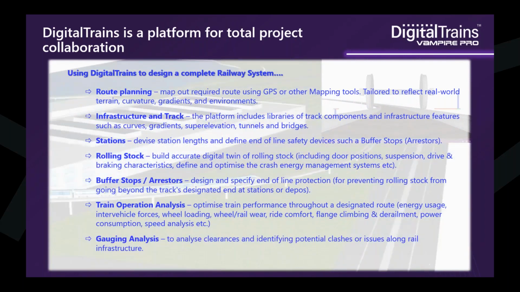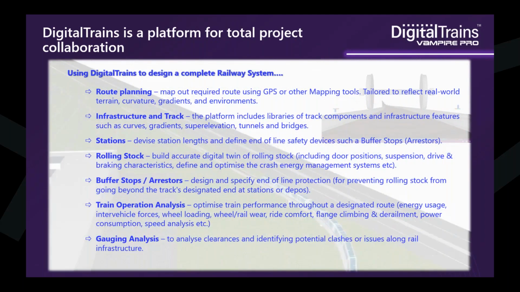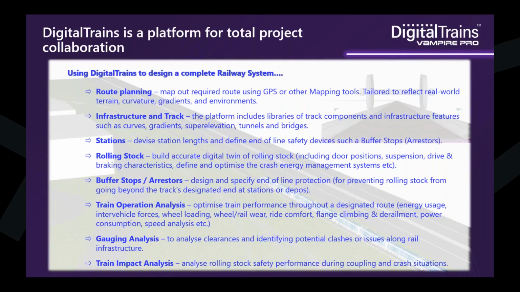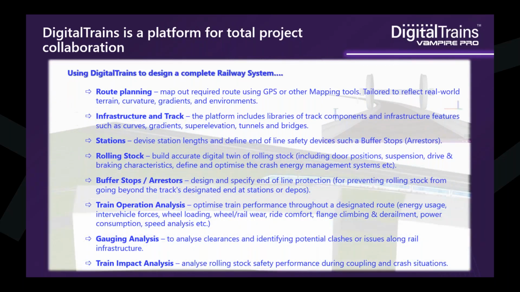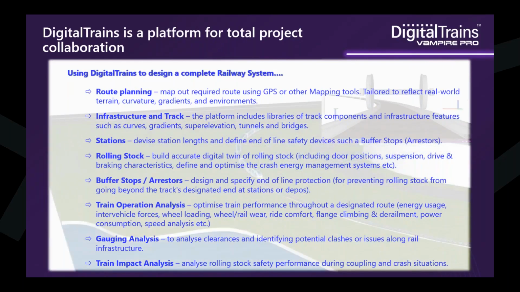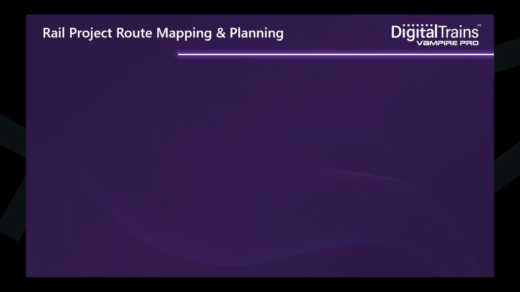And then gauging analysis, so using the infrastructure tools mentioned above, the gauging modules allow the user to analyze clearances and identify potential clash conditions along any given rail route. And finally, the train impact analysis, so we can analyze rolling stock safety performance during coupling and crash situations, working in line with international standards such as EN 15227, which is the key standard within Europe for crashworthiness.